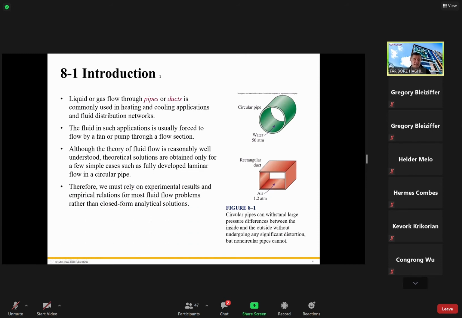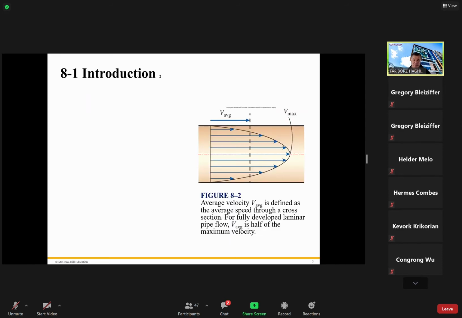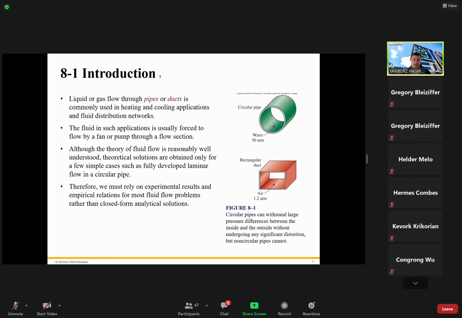Therefore, in case we cannot, we go back to experiments. As I mentioned, we carry out experiments in the lab. We try to find the relationship between the parameters, and then we plot them, for example, Nusselt number as a function of Reynolds number, trying to define the heat transfer coefficient. Okay, this is what we are aware of so far.